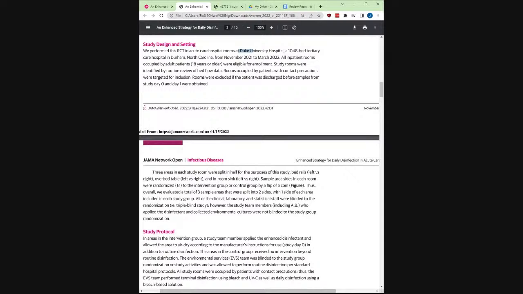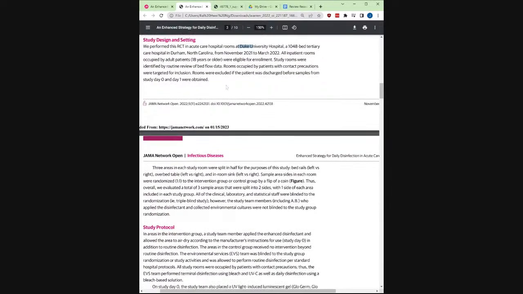All patients were adult patients, 18 and older. Study rooms were identified by routine review of bed flow data, which is good because you don't want a special type. You want a regular clinical setting where, depending on how the bed needs to be filled, they will fill it. Rooms occupied by patients with contact precautions were targeted for inclusion. Rooms were excluded if the patient was discharged before samples from study day 0 and day 1 were obtained. Okay, that's a reasonable inclusion exclusion criteria.